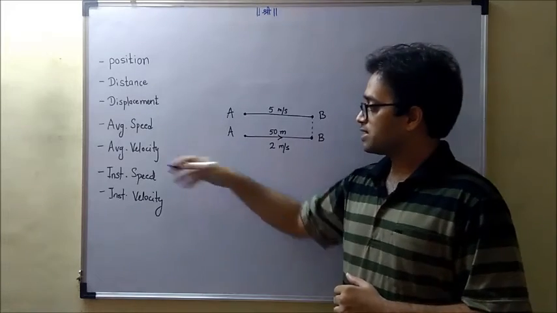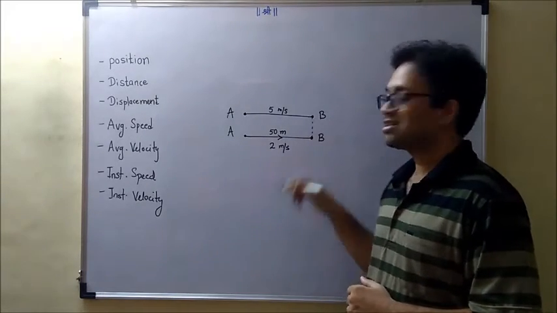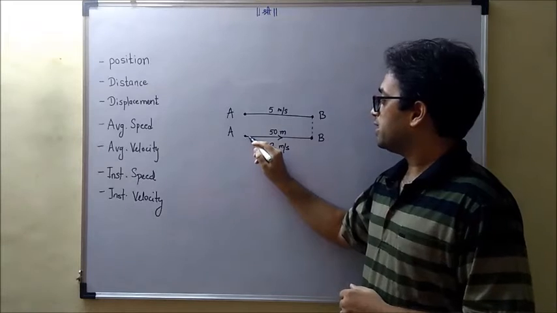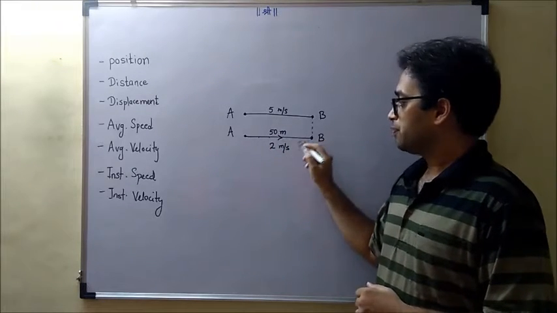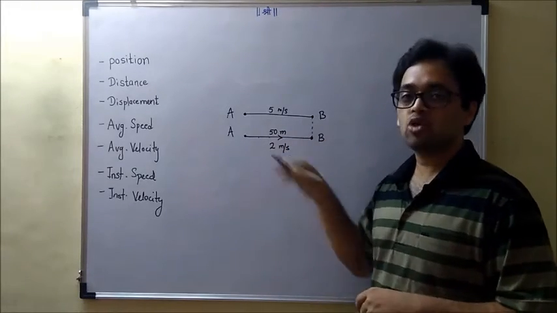So as I have already explained, instantaneous speed is the speed at an instant. So if you take any instant in between A and B, the speed everywhere is 2 meters per second, which is already given.